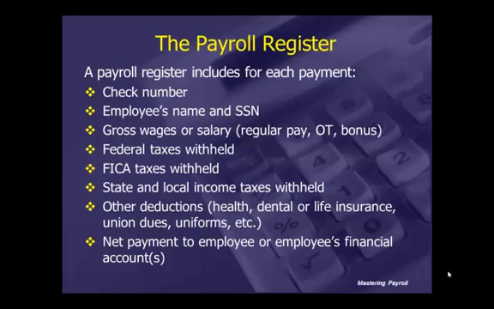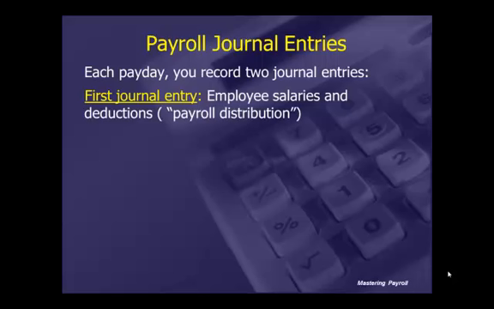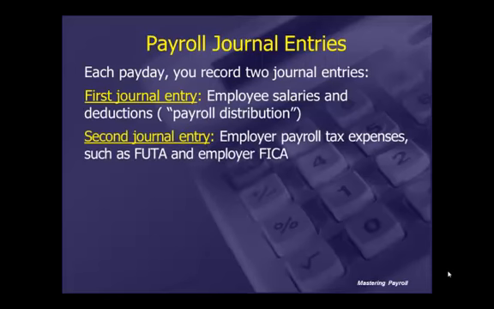Net payment is going to be your gross wages or salary less all the deductions, for the net payment to the employee or the employee's financial accounts. Each payday you will record two journal entries. The first one involves the employee's salaries and deductions, so that's the payroll distribution. The second journal entry is the employer's share of payroll tax expenses.